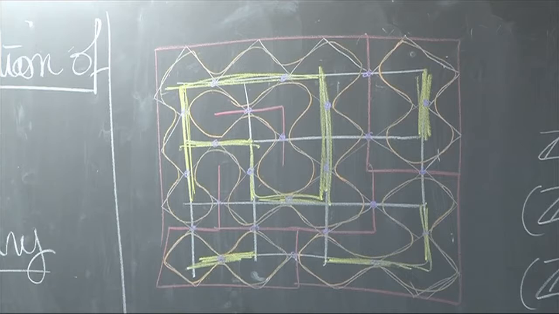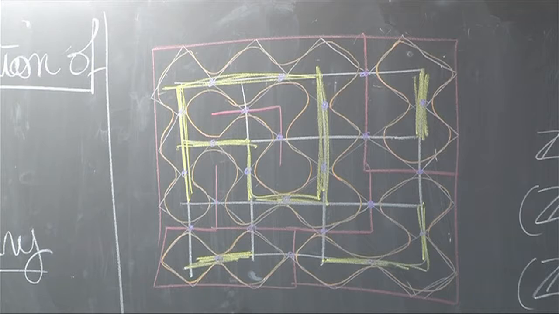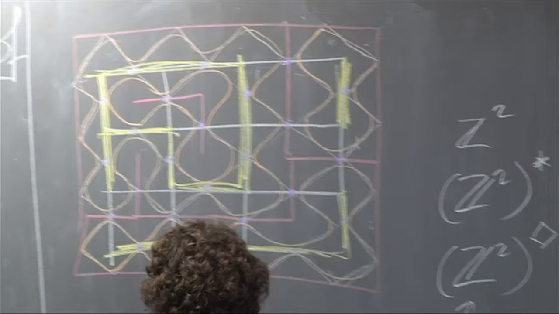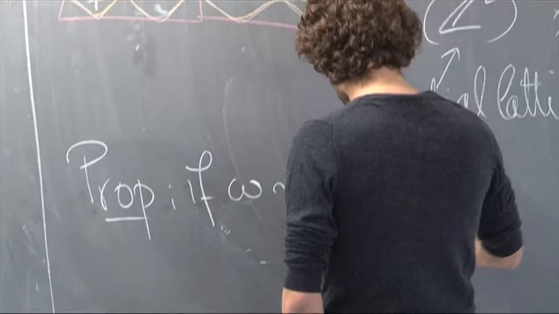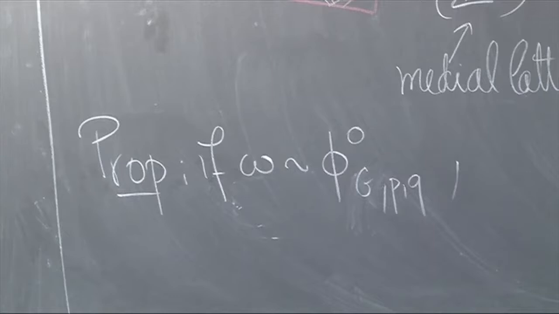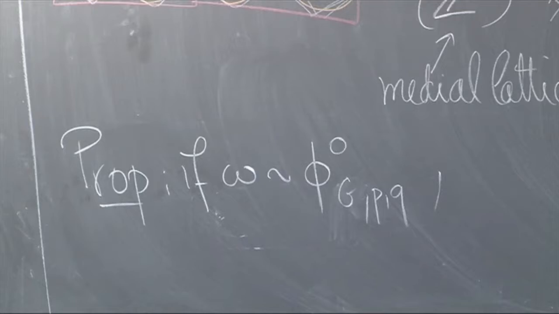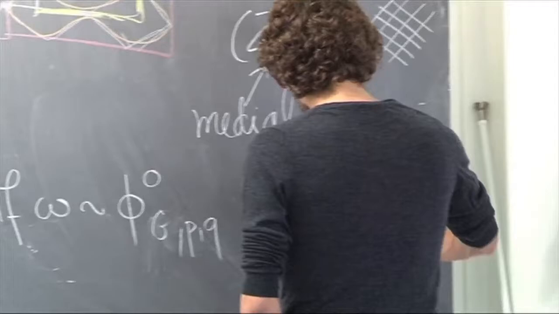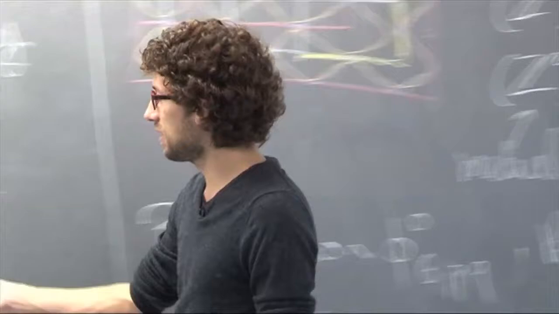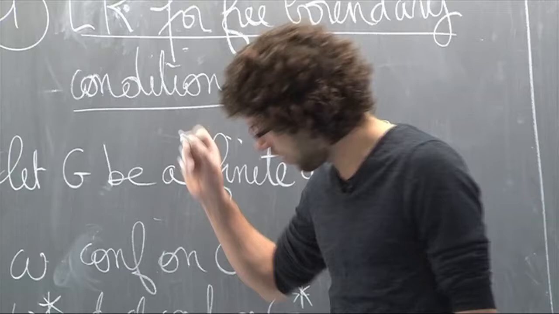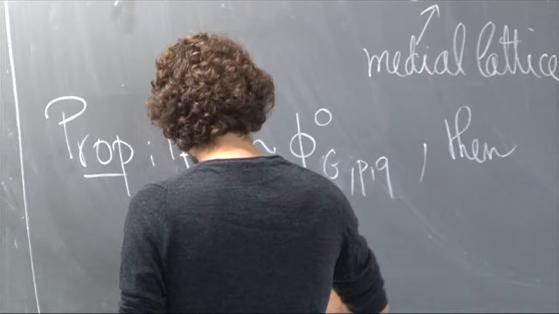Okay, what is it good for? So now, remember that I have a distribution. If omega is sampled according to phi zero, GPQ, so if I sample omega according to the random cluster model on G, then I can ask, what is the distribution of omega bar? Because omega bar is in bijection with omega, right? Omega was in bijection with omega star. And once I have omega and omega star, I have automatically omega bar in a unique way. So it's a random variable, I can really look at its distribution according to the random cluster model.